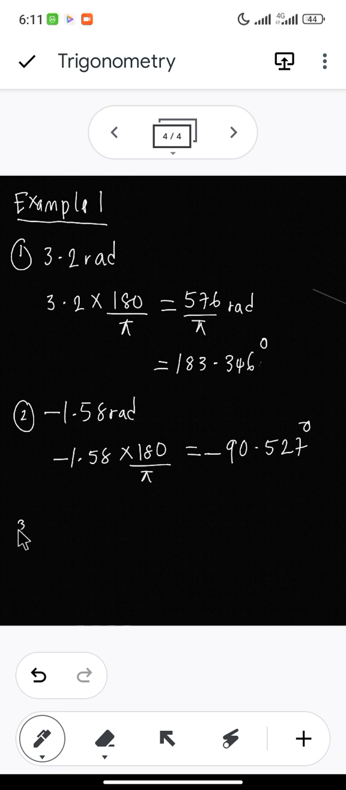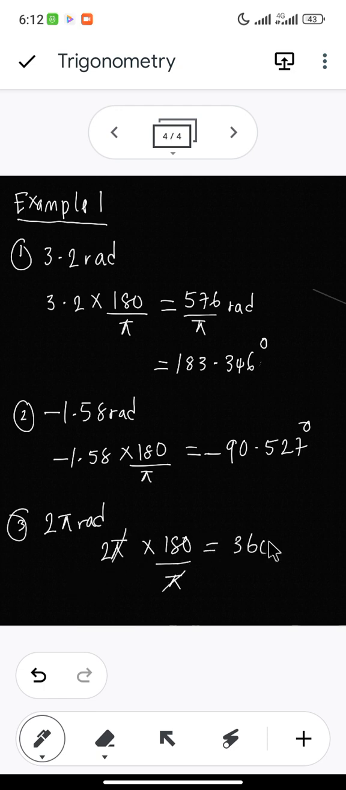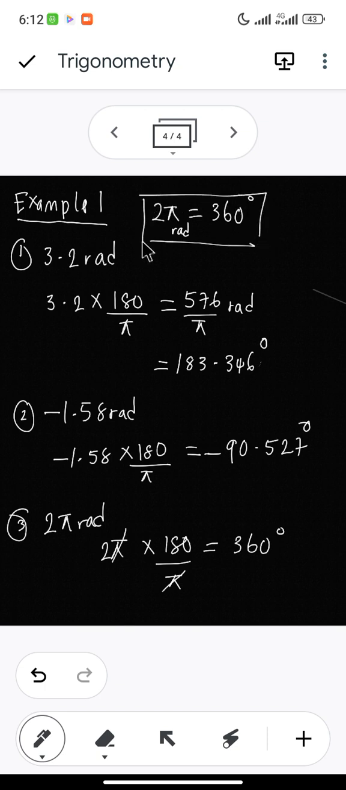Let's say we have something like 2 pi rad. I'm going to convert this. So you have 2 pi multiplying 180 over pi. So pi is going to cancel this out. 2 times 180 gives you 360 degrees. So it's also a standard that 2 pi rad gives you 360 degrees. This is something I'd like you to note.